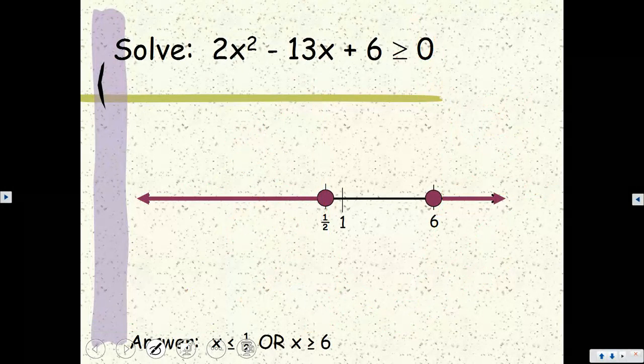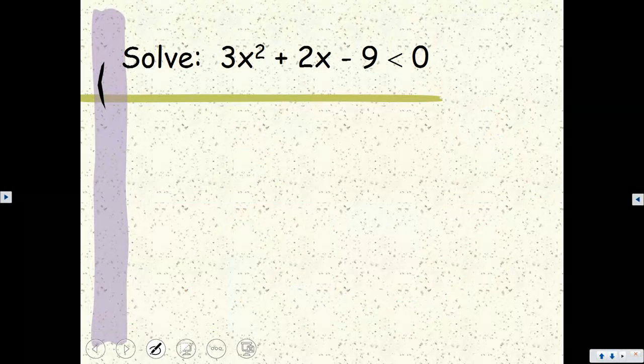All right. So last problem here does not factor. So what I'd like you to do is pause and try the quadratic formula on this to figure out where the points on the number line are that are going to be true for this statement if it was equal to 0. Go ahead and pause for a second.